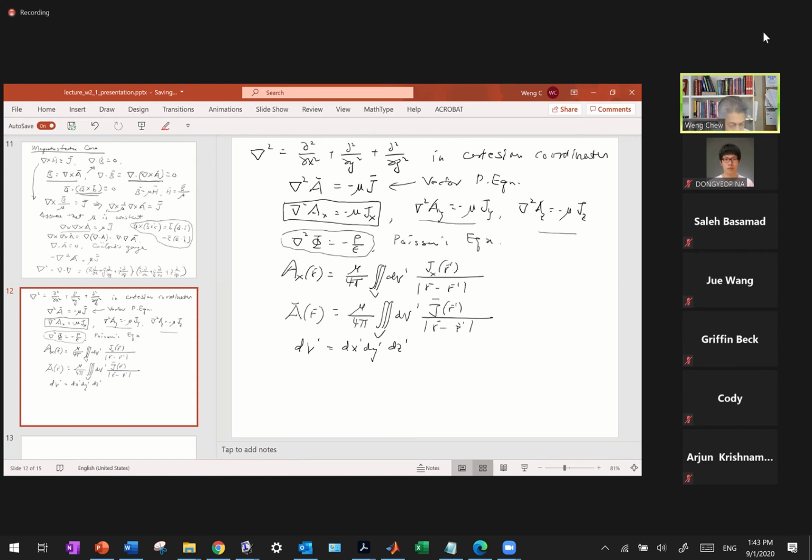Are there any questions so far as to how we solve this vector Poisson equation? Given this vector Poisson equation, we use our prior knowledge of solving the scalar Poisson equation, and then we just apply that knowledge component by component. Then we have this solution written in this manner.